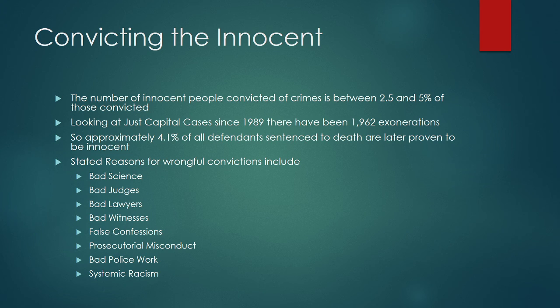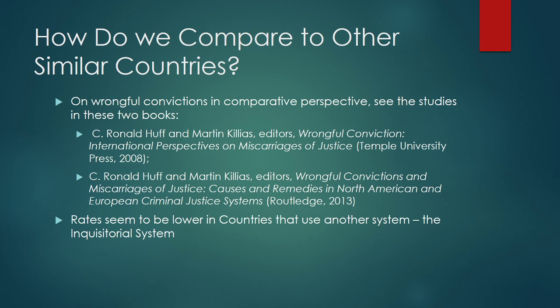So what were some of the reasons? Bad science, bad judges, including judges that fell asleep, bad lawyers on each side, bad witnesses, false confessions, prosecutorial misconduct, bad police work, and of course, systemic racism.